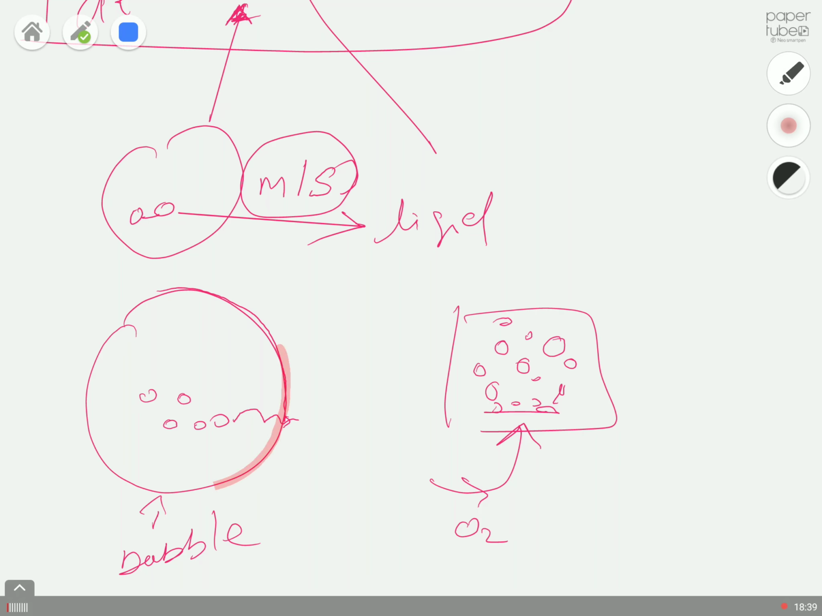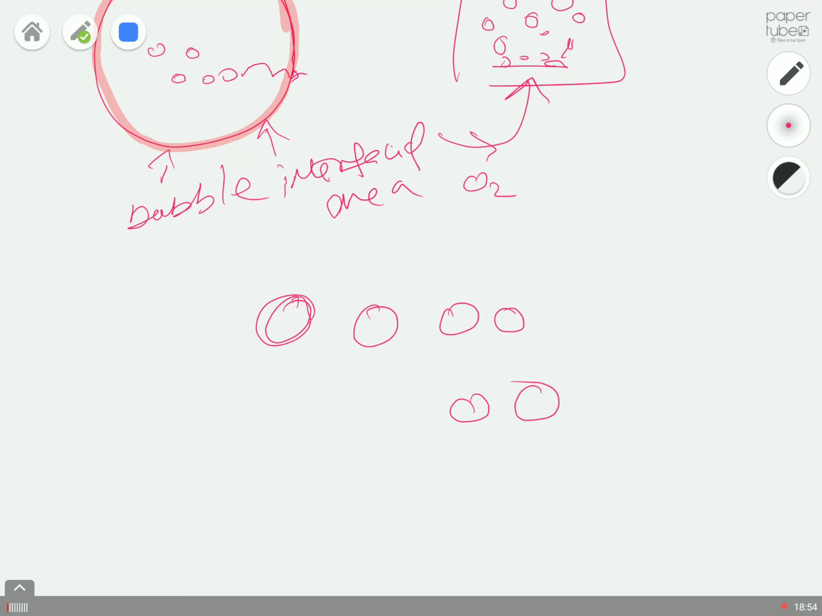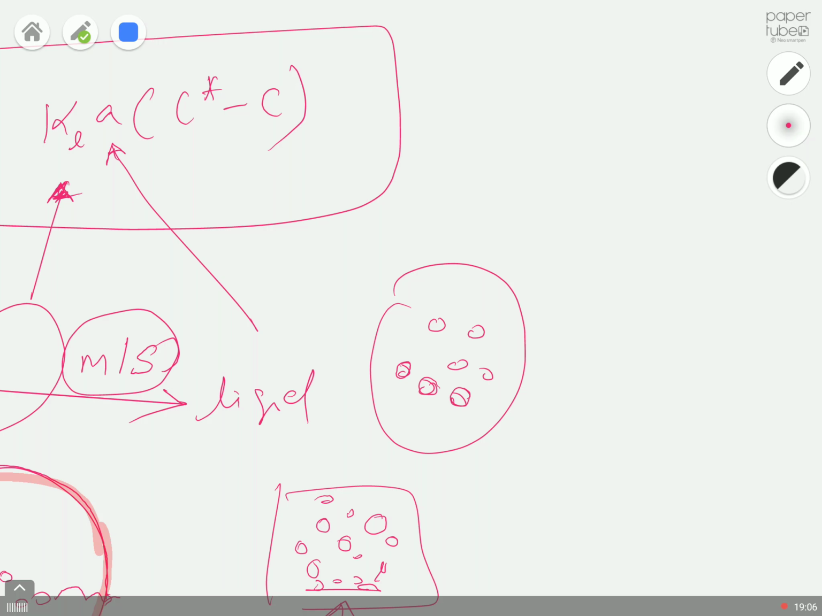So you have to pass through the area of the bubble. So we can call this interfacial area. Imagine if you have so many tiny bubbles, which means you have more interfacial surface area than one large bubble. And imagine if you have a reactor with so many bubbles inside, and you calculate the total interfacial area of each bubble.